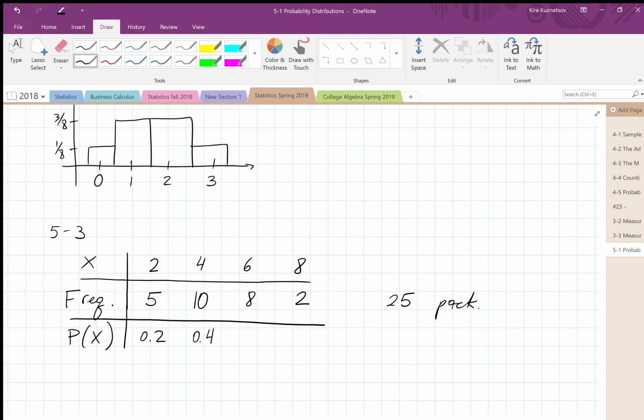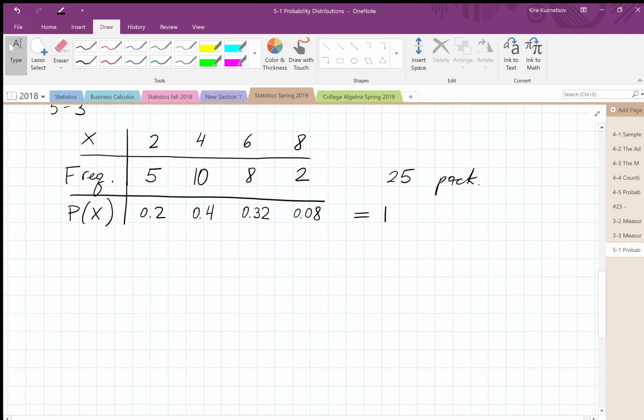The one that has 6 has 8. So 8 divided by 25, this one happens to be 0.32. And the last one is 2 out of 25, which is 0.08. So there's about an 8% chance that a person comes in and they want a bigger pack, the one that has 8. Notice, if you add all of these up, 0.2, 0.4, 0.32, 0.08, you'll notice this is a 0.4, this is another 0.4, that's 0.8, another 0.2, so the sum is equal to 1. So this is the important fact about probability distributions.